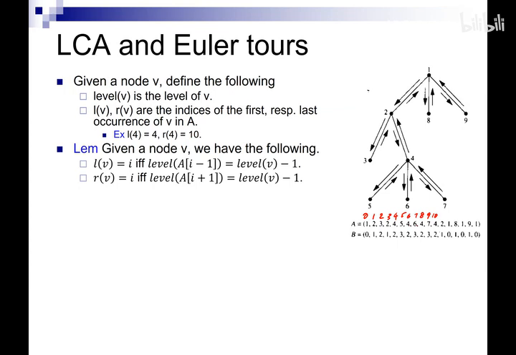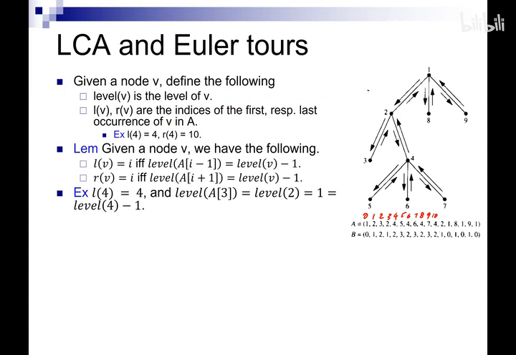So how can you compute these L and R values? Well, we have this lemma that says that L of v is going to be equal to i if and only if you look in this A array at index i minus 1, and the level of that node has to be 1 less than the level of v itself. And then R of v is going to be equal to i if and only if you look at the next index in A, and the level of that node is also 1 less than the level of v.